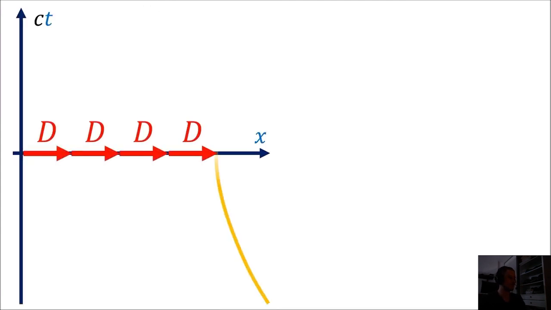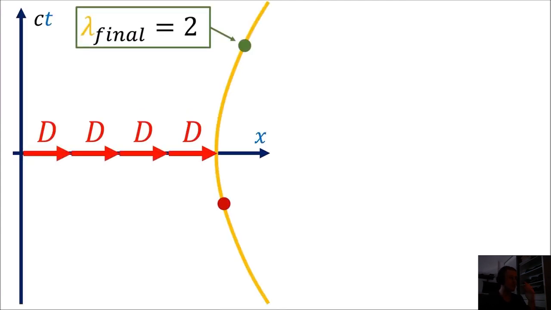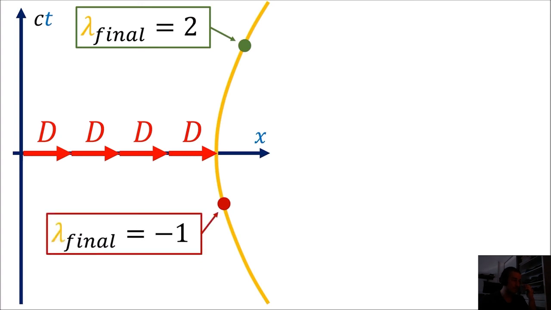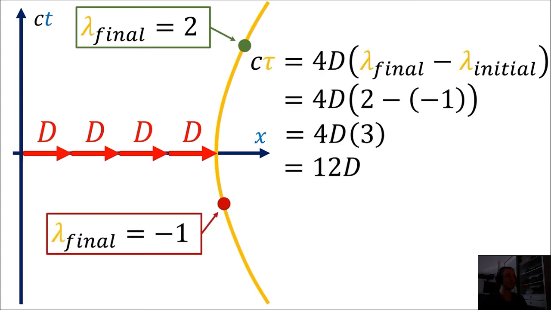For example, if the final value of lambda is positive 2 and the initial value of lambda is negative 1, plugging this into our formula, we get the total proper time c times tau along a segment of the curve is equal to 12d.